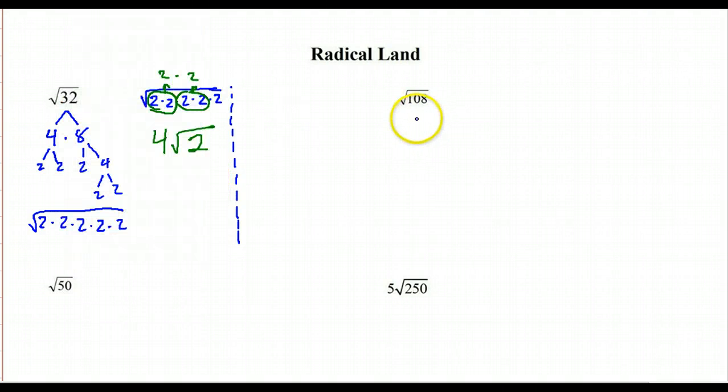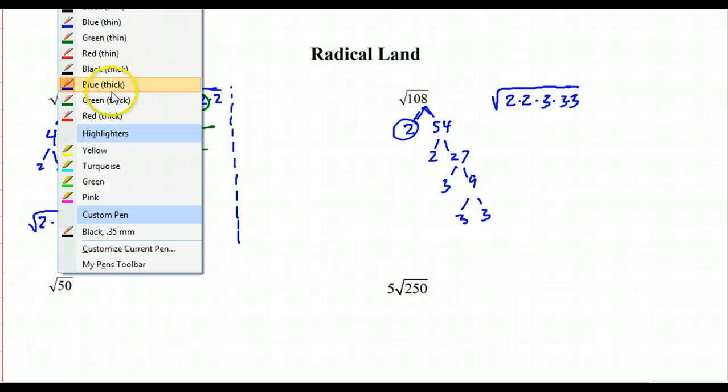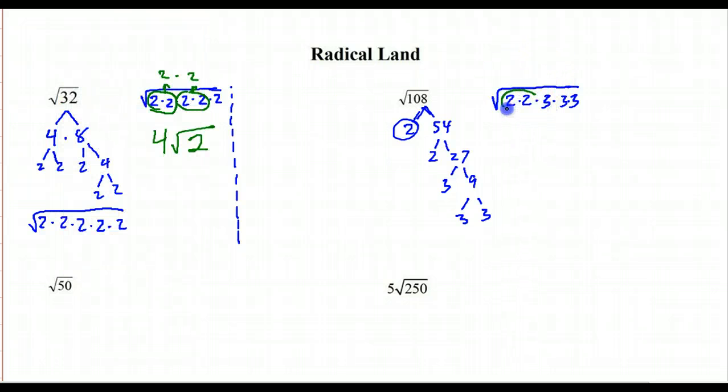Let's try it one more time with 108. So if we break 108 down, we know that there's a 2 and a 54. There's a 2 and a 27, a 3 and a 9, and a 3 and a 3. So if we put all those radicals in there, we get 2 2's, 3 3's. And you say it to yourself again: in radical land, it's a really bad neighborhood. They can only come out in groups of 2. That's a 3 there, though. Okay, and now if we multiply it, you get 6 square root of 3. That's the radical land method.